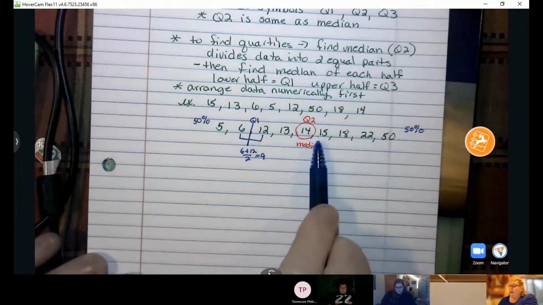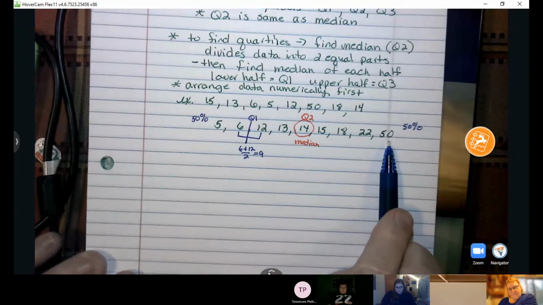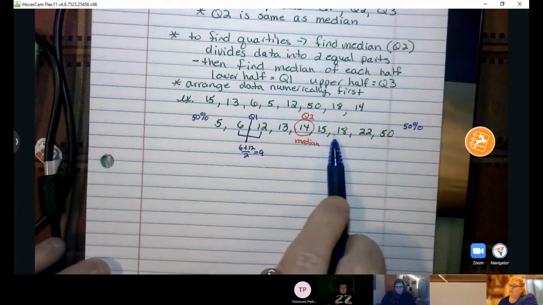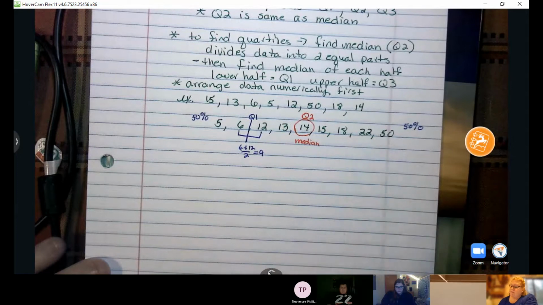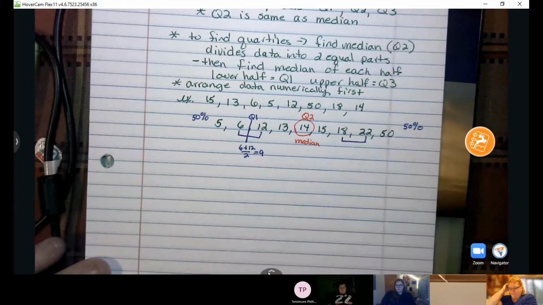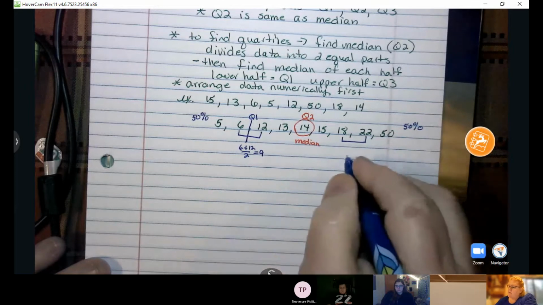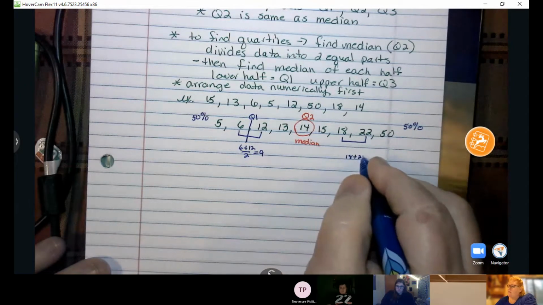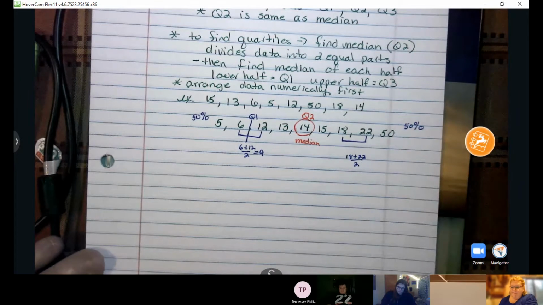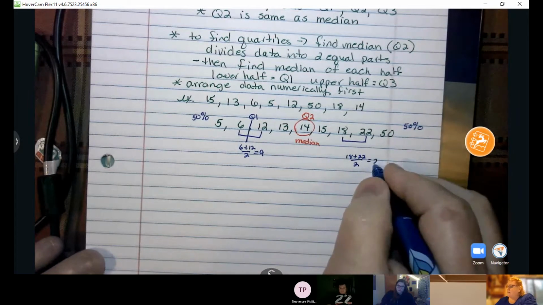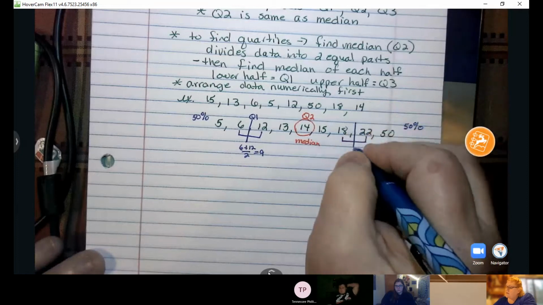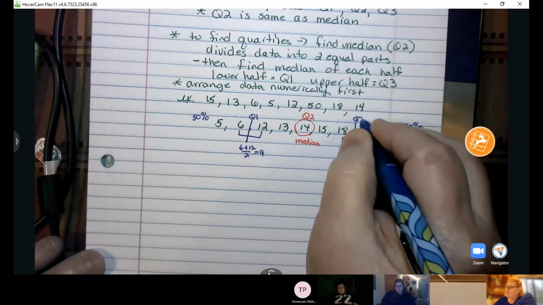Same thing on the upper half. There's 4 data values on the upper half. So 2 in the middle, 18 and 22. We're going to add them together, divide by 2, and we're going to get 20. And that's going to represent quartile 3.